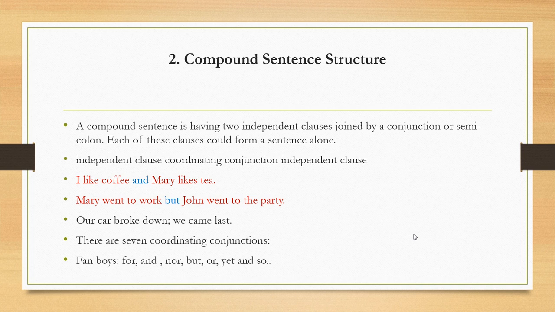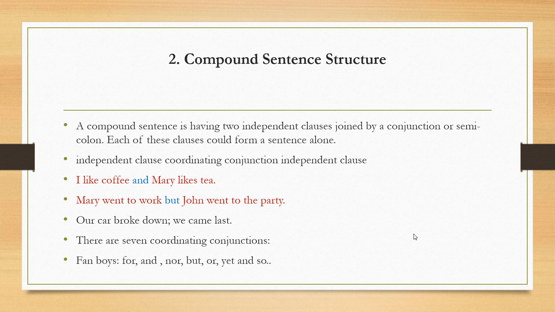Independent clause, coordinating conjunction, and independent clause. The structure of a compound sentence is, first we have an independent clause, then we have the coordinating conjunction, and after the coordinating conjunction again we have an independent clause. I like coffee and Mary likes the tea. Look at the sentence. I like coffee. It's an independent clause because it's expressing a complete idea, and there is a subject, a verb, and an object.